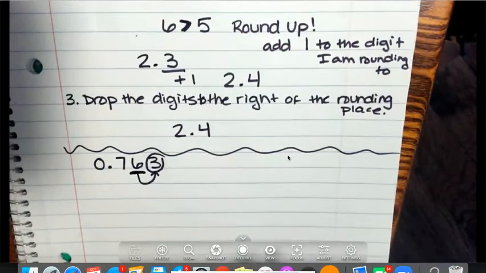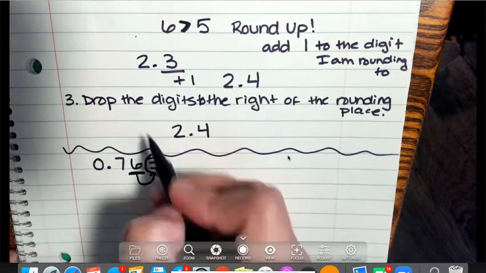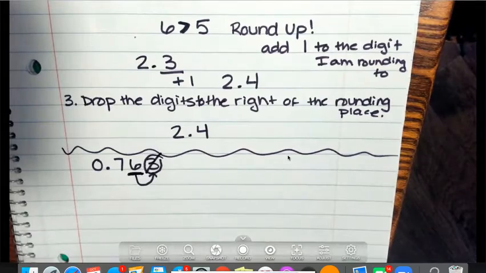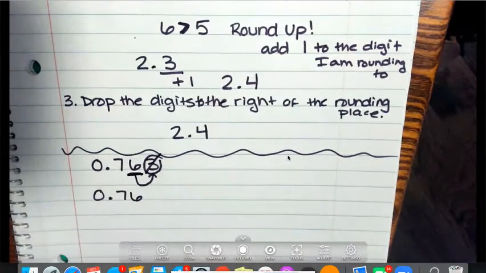When we round down, what that means is we just get rid of this digit and we leave it just like it is. We don't do anything to our 6. We leave it like it is because we're not rounding it up to 0 and 77 hundredths. We're leaving it at 0 and 76 hundredths. Okay, we're going to try one more.